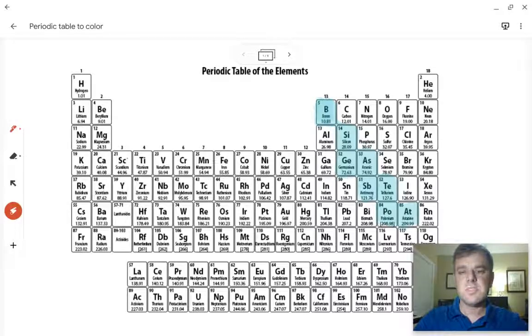Greetings, chemistry students. I saw a lot of your colored periodic tables that you've made, and I did want to point out a few quick things because there might have been a couple of misconceptions here.